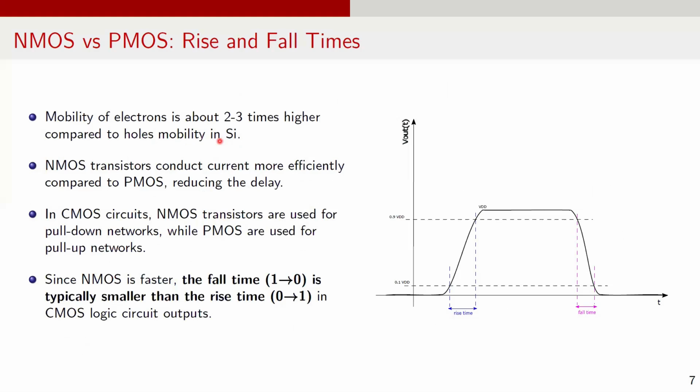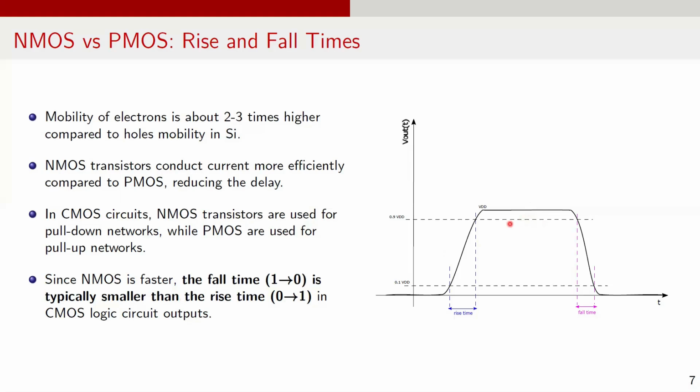In CMOS circuits, NMOS and PMOS transistors play complementary roles in determining the rise and fall times of signals. PMOS transistors are used in pull-up networks, while NMOS transistors are used in pull-down networks. Due to higher mobility of electrons compared to holes in silicon, NMOS transistors conduct current more efficiently compared to PMOS, thus reducing the delay. Since NMOS is faster, the fall time, or the transition from 1 to 0, is typically less than the rise time in standard CMOS logic circuits.